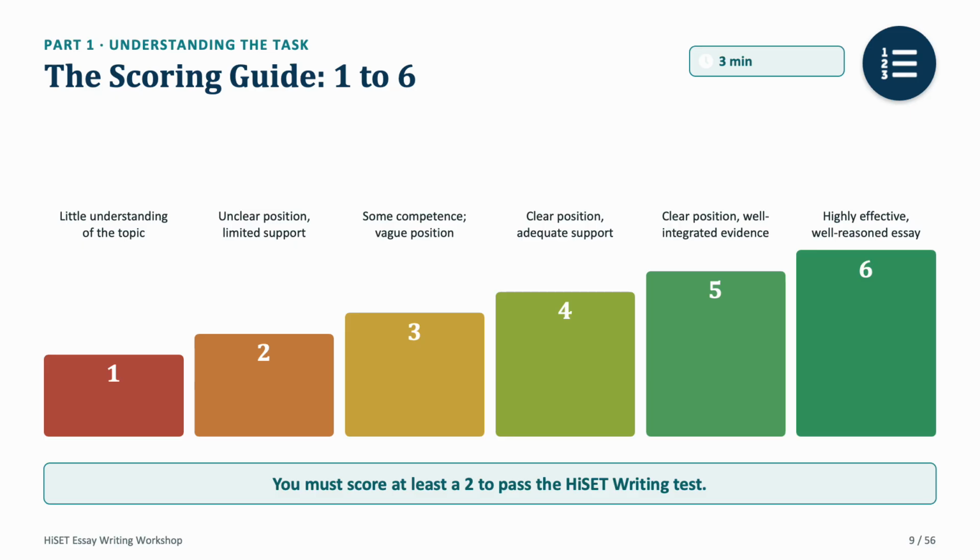HiSET essays receive a score from 1 to 6. At the lower levels, the writer may have an unclear position, limited support, or problems with organization. At the higher levels, the writer has a clear position, strong evidence, effective organization, and better control of language.